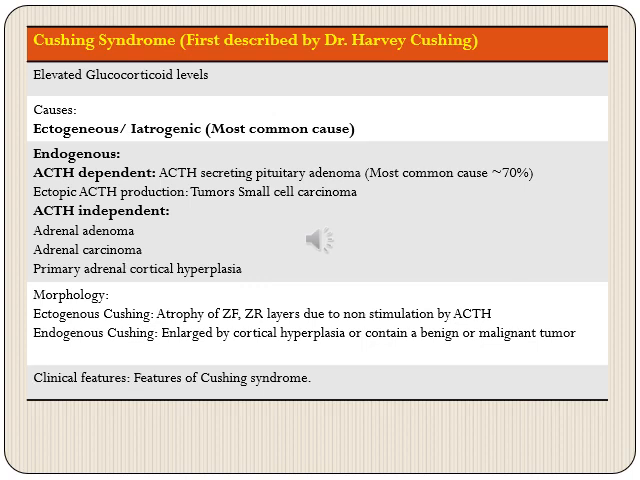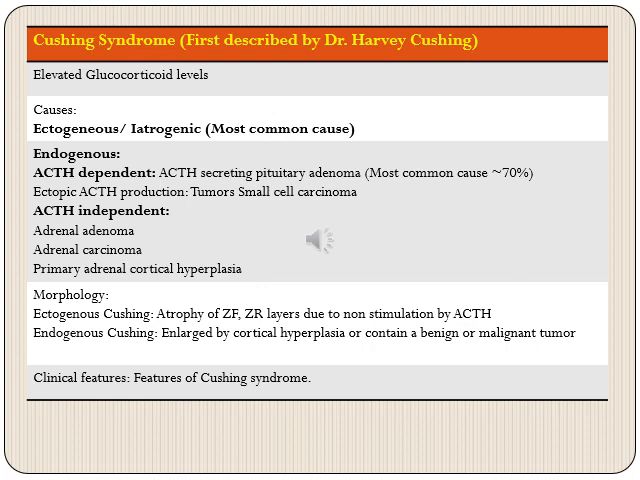So these are the different causes of Cushing syndrome, that is ectogenous or iatrogenic, where some drugs are administered to treat some condition, and as a side effect there are elevated glucocorticoid levels leading to Cushing syndrome, or they can be endogenous. Endogenous can be if the cause is located in the pituitary in the form of some ACTH secreting pituitary adenoma, then they are said to be ACTH dependent because nothing is wrong with the adrenal, but because there are high levels of ACTH, that stimulates the adrenal leading to high levels of glucocorticoids.